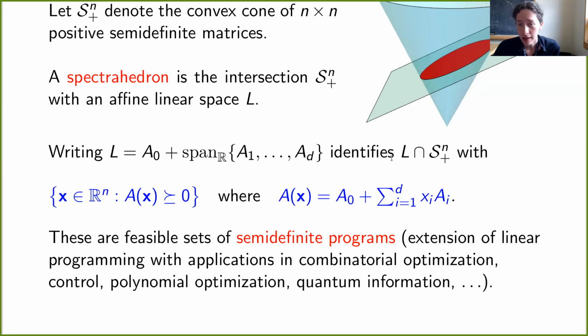In particular, if you have an affine linear space, you can parameterize it by a point plus a linear space. And so then you can identify any spectrahedron with the set of parameters that land you inside of the PSD cone. So this will be, say, the set, let's call this A_d: the set of parameters x1 through xd so that this linear matrix is positive semidefinite.